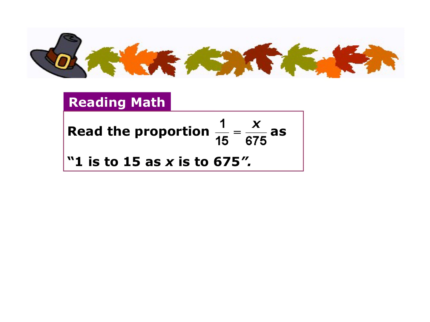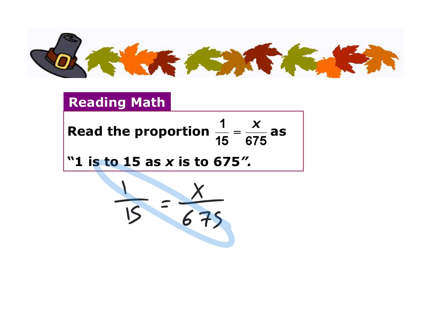So reading math here, we would read from top to bottom on the left fraction to the right fraction. So we would read it as 1 is to 15 and as x is to 675. You guys remember, we're not going to solve it 100%. I'm just going to start it off. Do you guys remember how we did the butterfly like this and like this to get common denominators when it came to fractions?